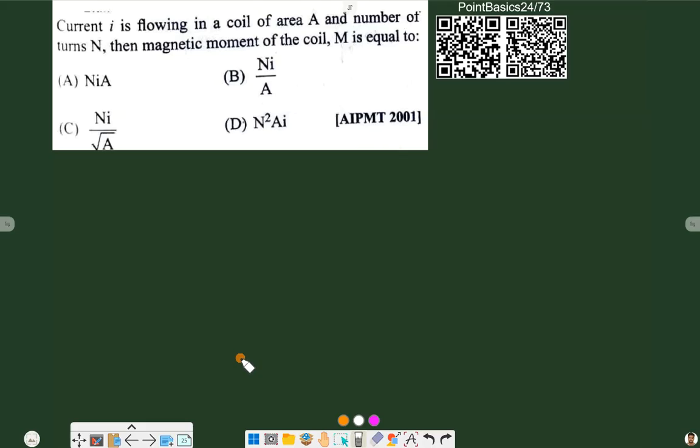Current I flowing in a coil of area A, number of turns N, the magnetic moment of the coil M is equal to. So we know that magnetic moment of a closed loop is equal to number of turns times current times area. So here we have N turns, small i current, and A area, that is option A. Moving to the next one.